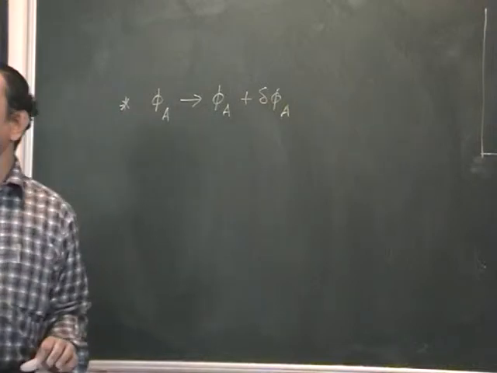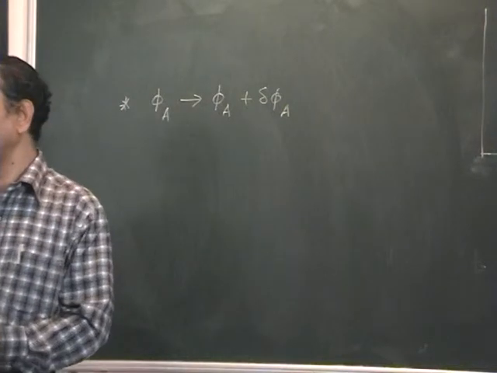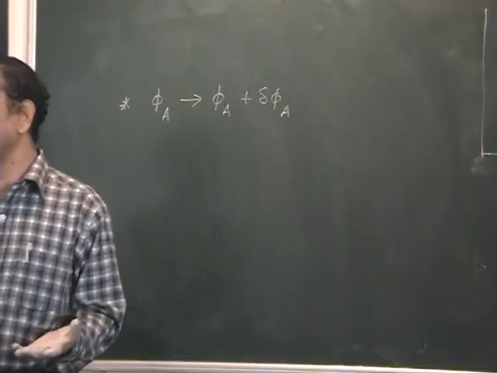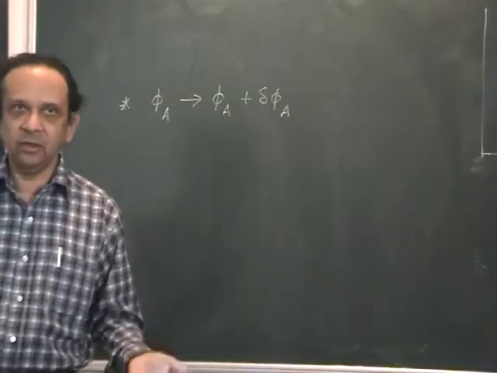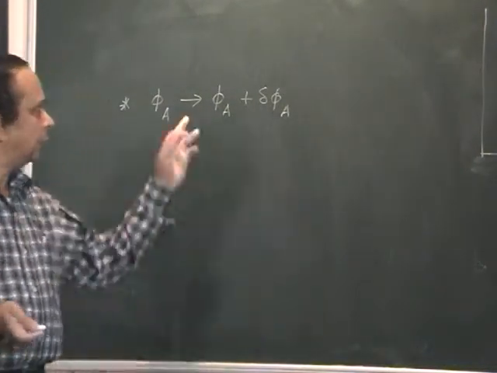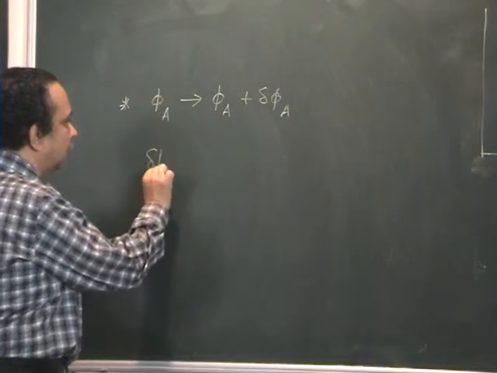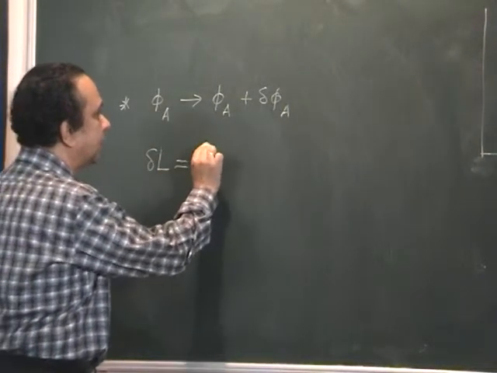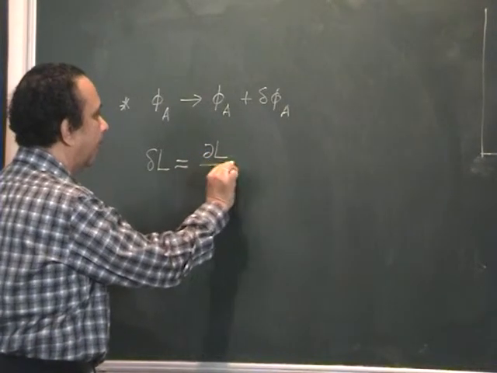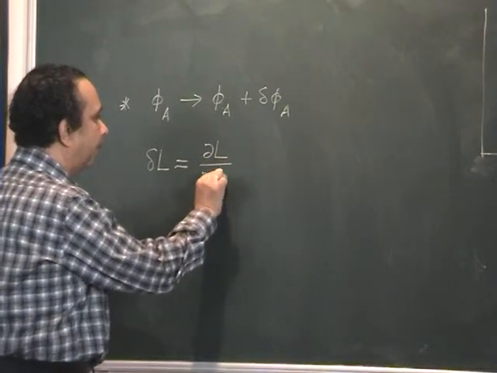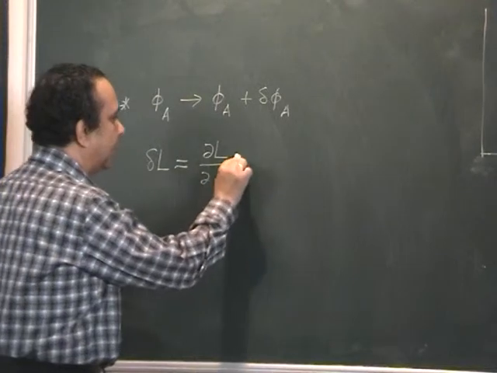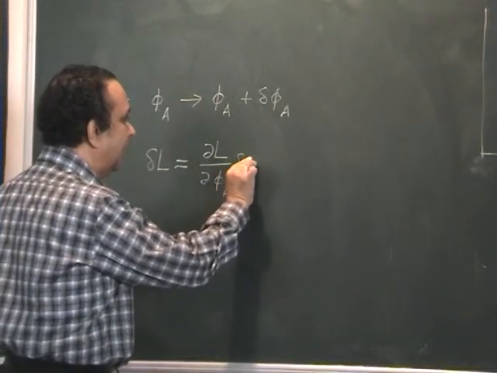And you find that your Lagrangian doesn't change. Suppose it just happens that when you do this, it doesn't change, or the action doesn't change. Now we want to know what is the change in the Lagrangian under this transformation. That we know, because it is ∂L/∂φ_A δφ_A.